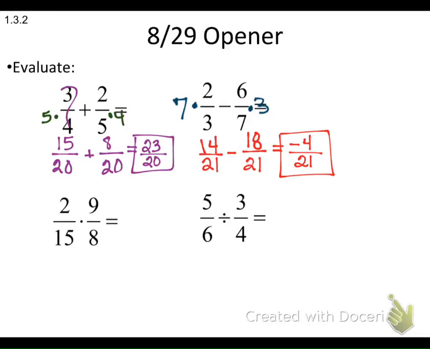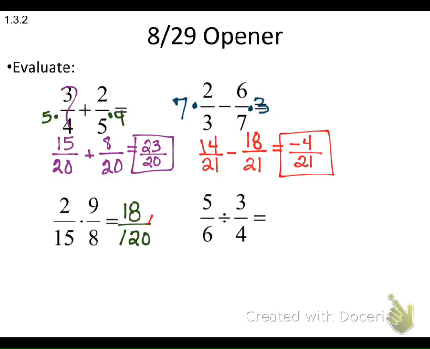Now moving on to multiplying. I'm going to show you two different ways that you can do this. First way, you can just simply multiply your numerators and multiply your denominators. Or in your calculator, it'll do it for you. So what's 2 times 9? 18. 15 times 8? It's going to be a pretty big number. 120. So looking at 18 and 120, because they end in an even number, we're going to have to simplify them. What are 18 and 120 both divisible by?